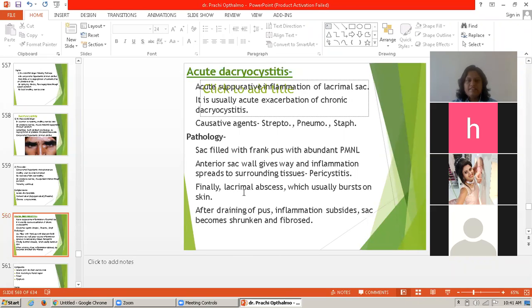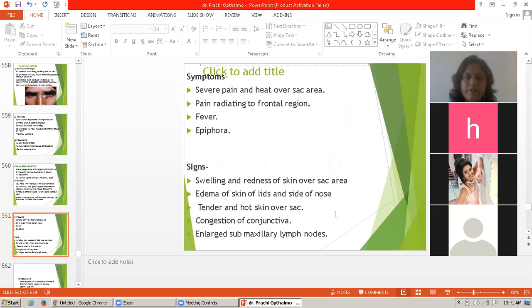So when the sac is filled with pus and the anterior sac wall gives way and inflammation spreads to the surrounding tissue, it leads to pericystitis. And finally, lacrimal abscess, which usually bursts on the skin. And after drainage of the pus, the inflammation subsides and the sac becomes shrunken and fibrous.